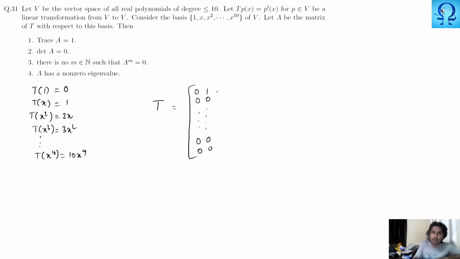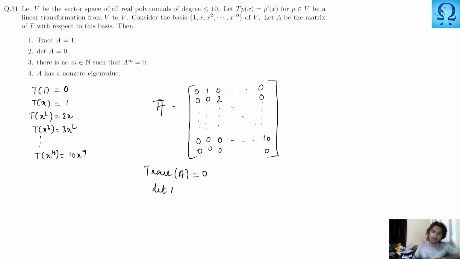Then 0 0, then it would be 0 2 etc., and it goes this way, and finally I would have 0 0 10 0. You are able to see that there are only 0s in the diagonal entries. Therefore, the trace of this matrix, if this is A, trace of A is 0, and the determinant is also 0, since this is an upper triangular matrix. So the eigenvalues are the diagonal entries.